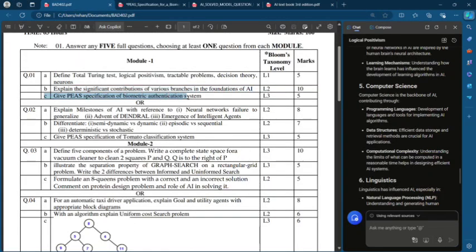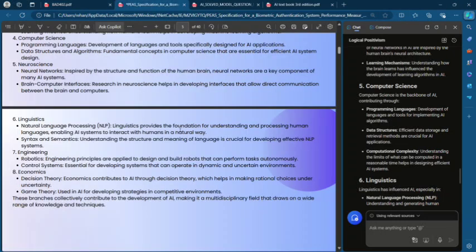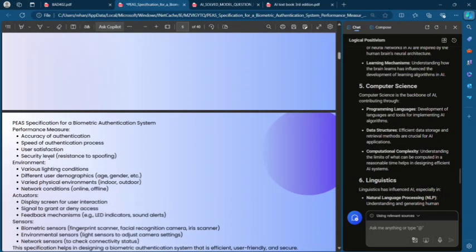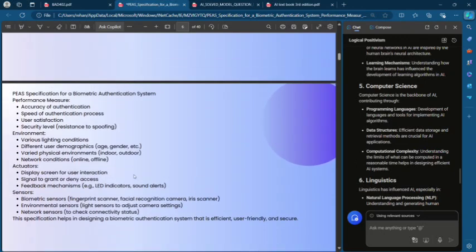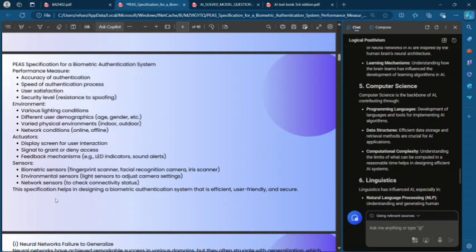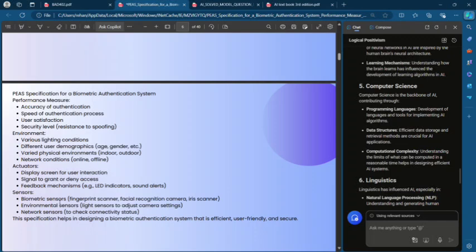So what's the last? Give the PEAS specification of a biometric authentication system. Okay, let us see here. PEAS specification for a biometric authentication system. So see here, basically the performance measure, environment, actuator, sensor, that's it. Four things are required for this PEAS. What have they said?